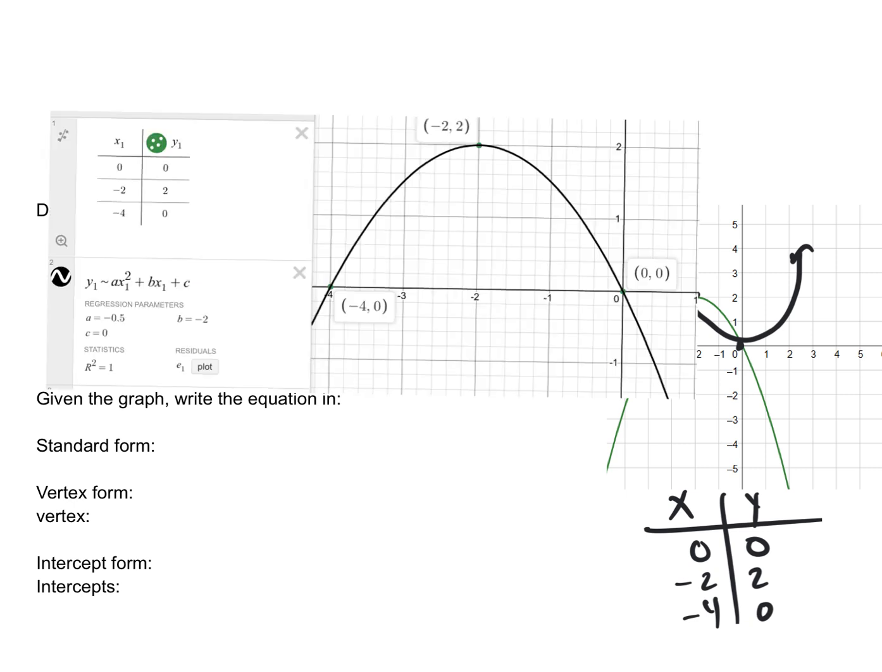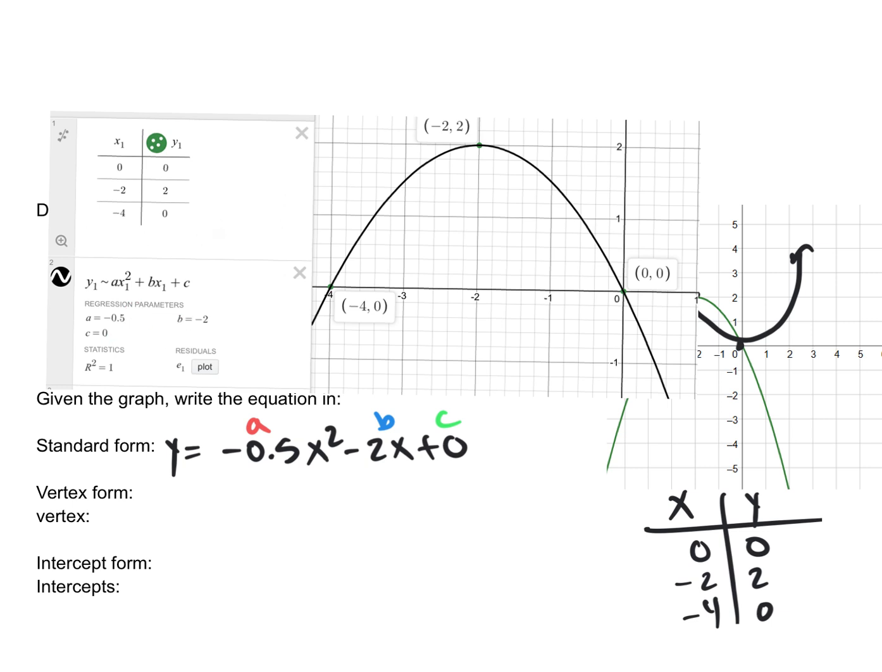So here's how I typed it in. Here's my table. Here's my formula for standard form. So now I have my a value to be -0.5. And then after the a, you need x squared. And then it's bx, so -2x. And then it's the c value, which is 0. So this is a, b, and c. And I just got them from Desmos. And you can do the same thing for the other forms.